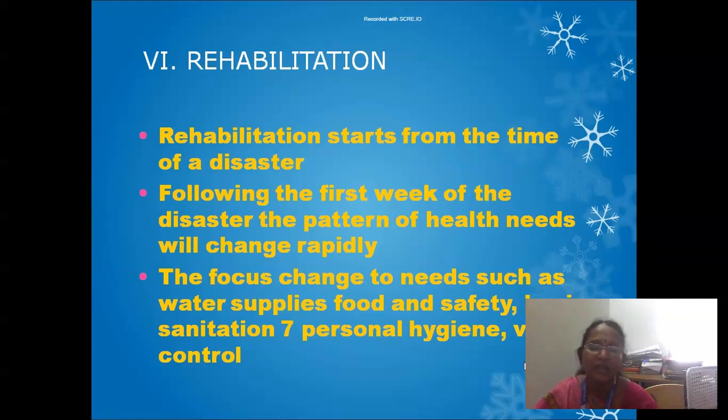Rehabilitation. Rehabilitation starts at the time of disaster itself. Following the first week of the disaster, the pattern of health needs will change rapidly. The focus changes to needs such as water supply, food supply, safety, basic sanitation, personal hygiene, vector disease control.